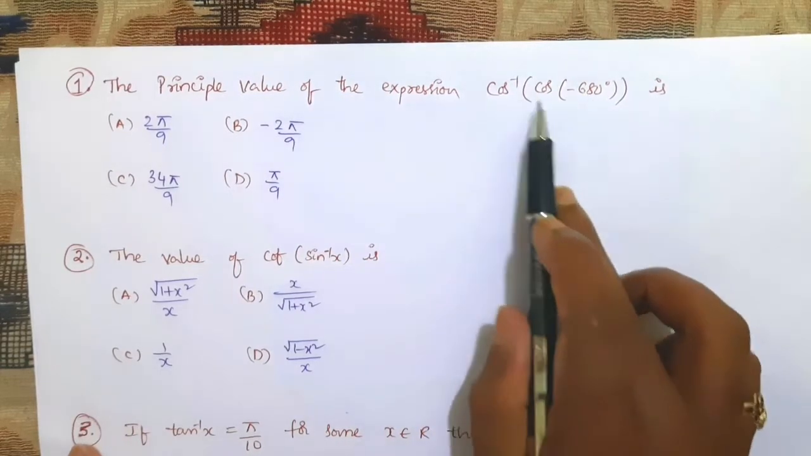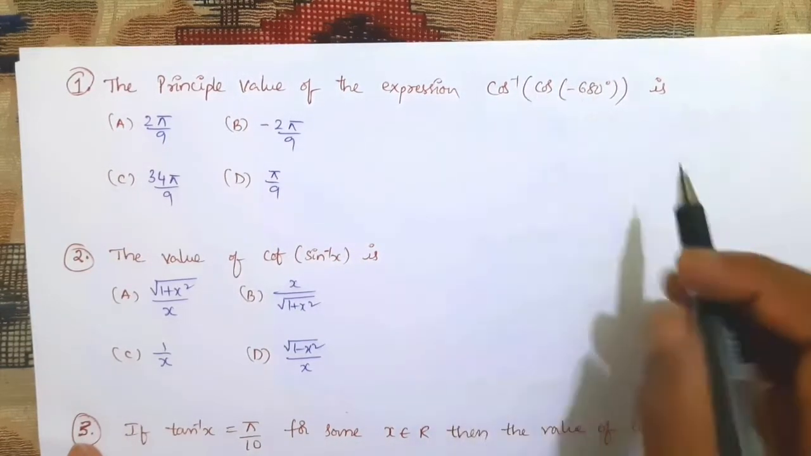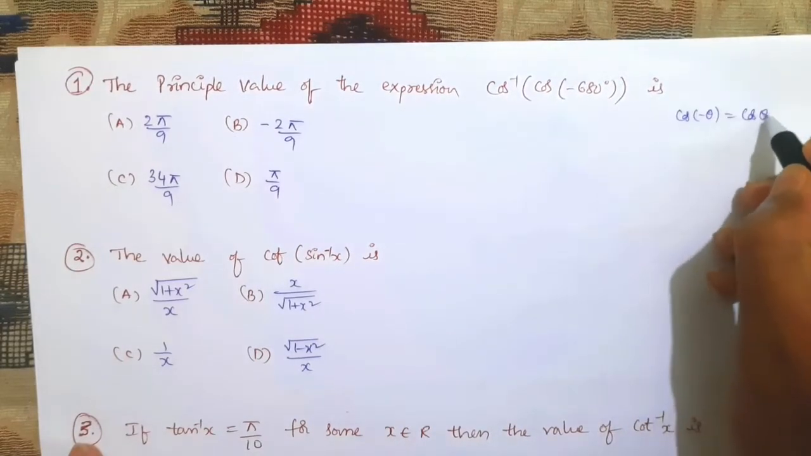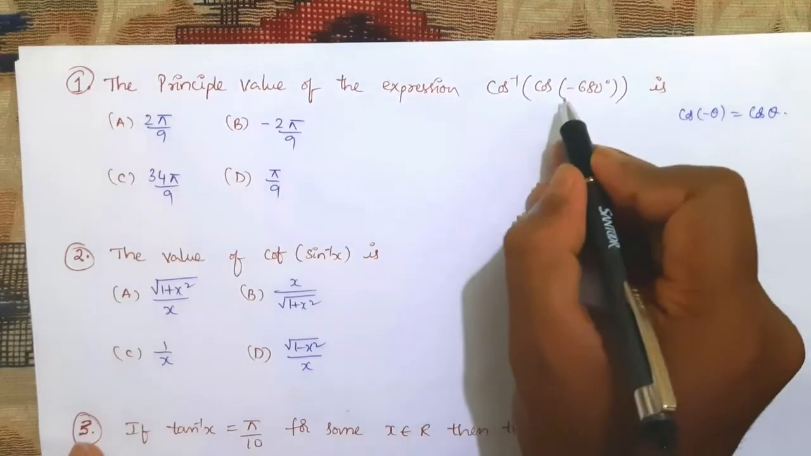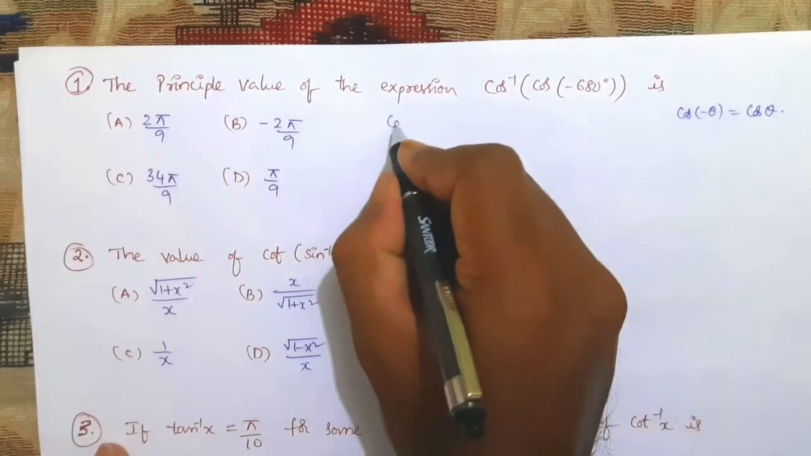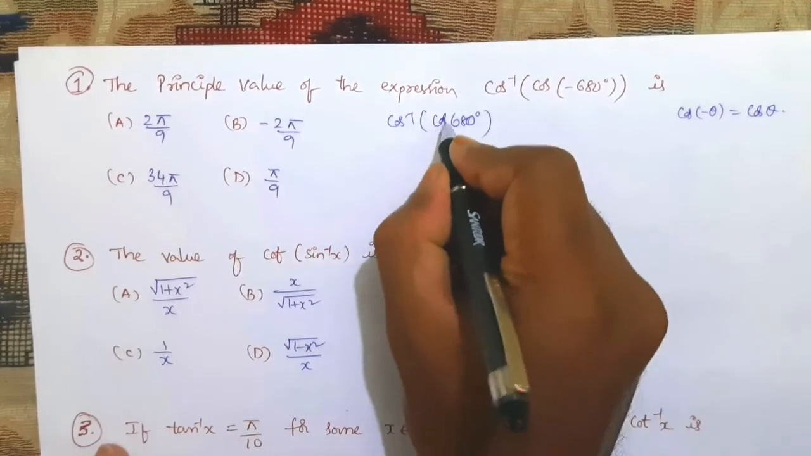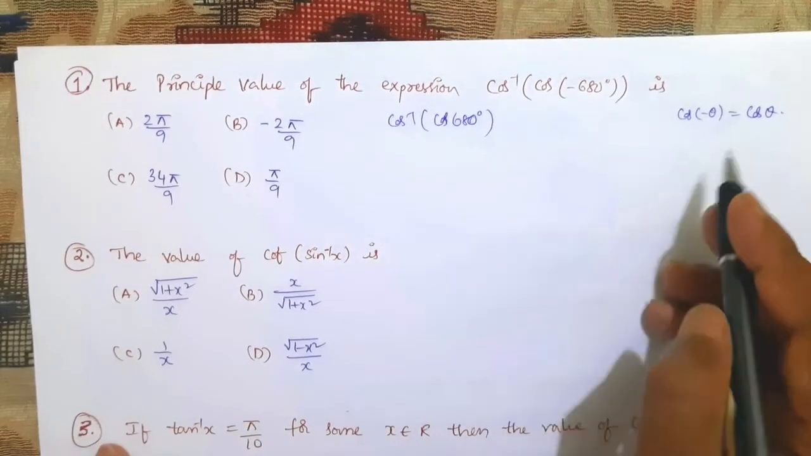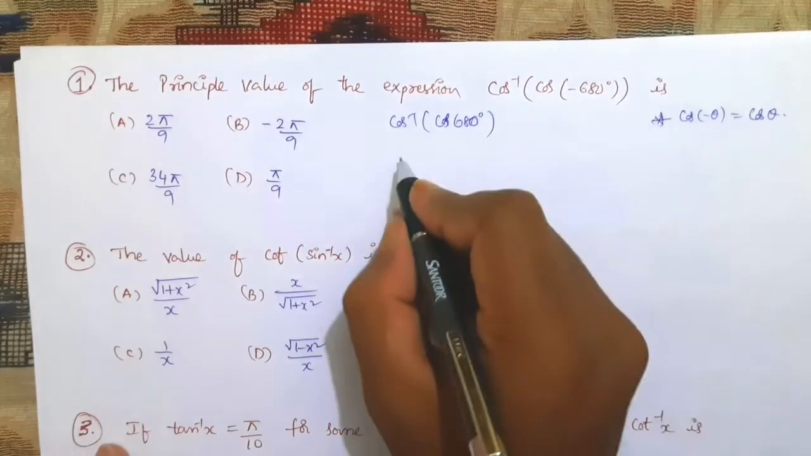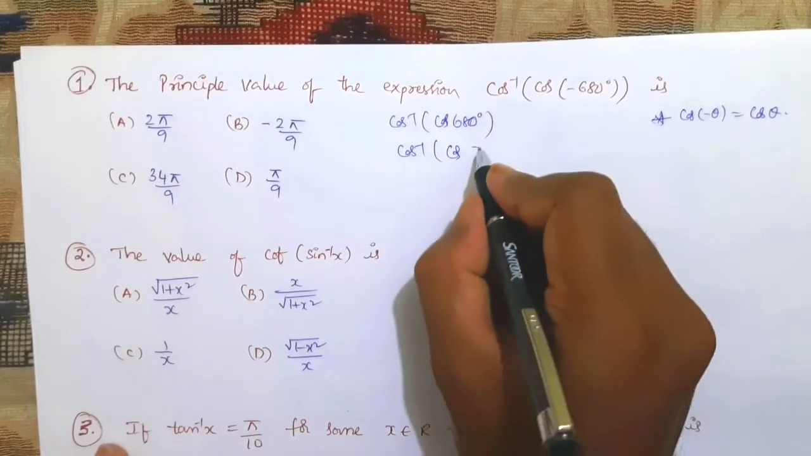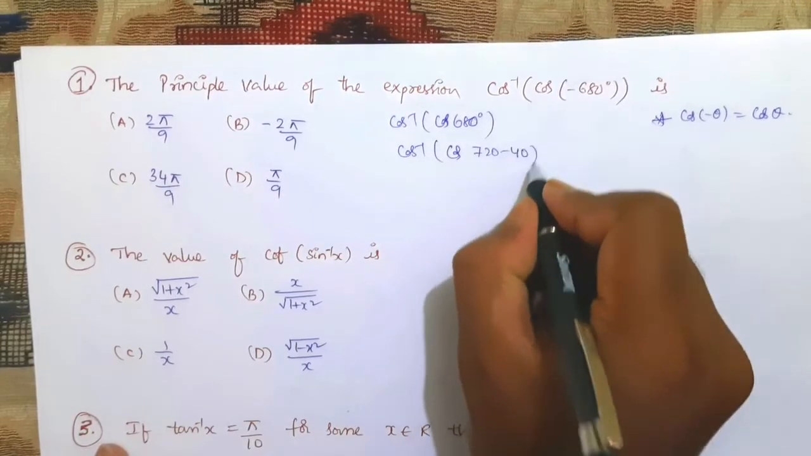But here if you observe, we have one formula, that is cos of minus theta is cos theta. So we can write cos inverse of minus 680 degrees as cos inverse of 680 degrees only. Why? Because cos of minus theta is cos theta. We use one formula. Next, cos inverse of 680 degrees we can write as 720 minus 40, right?